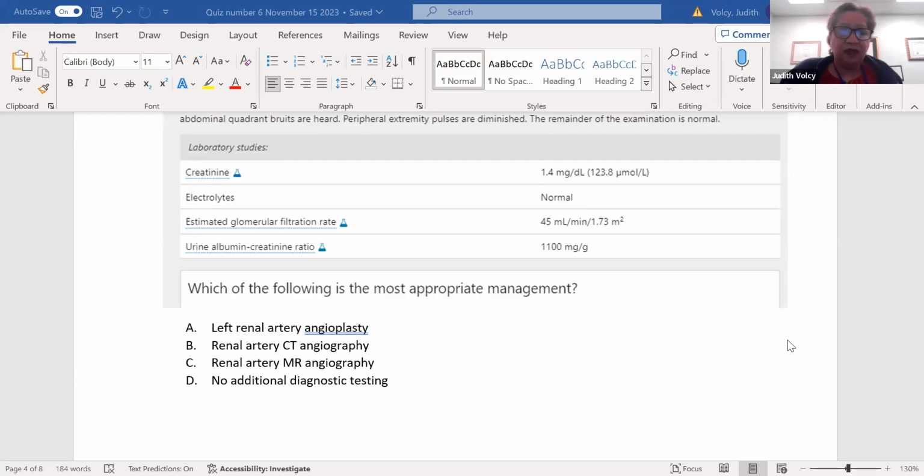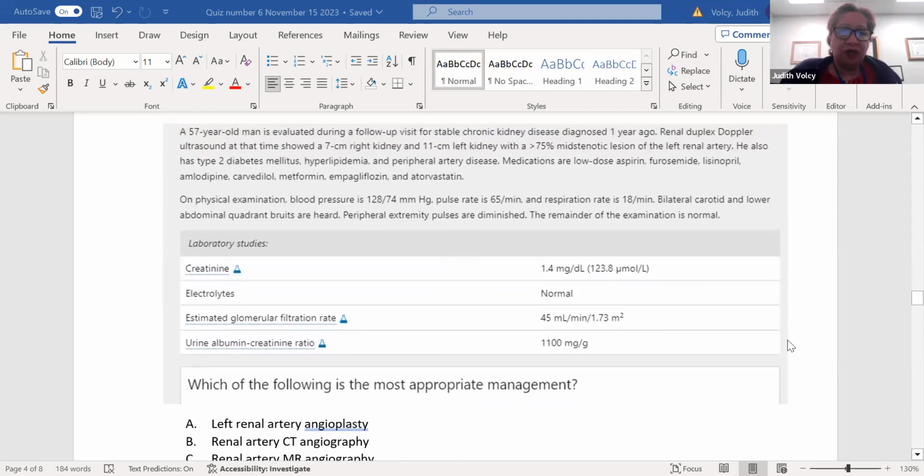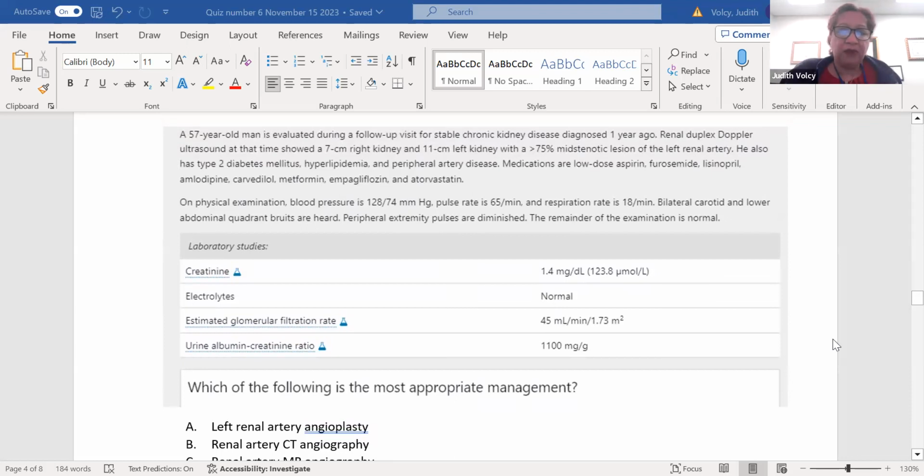Okay, so these are the choices of what kind of imaging or intervention you want to do. So again, these are people that could be coming for a regular visit to the clinic, and then you're looking in the computer and you're seeing, oh, look, this person had this test done, and what do we do now?